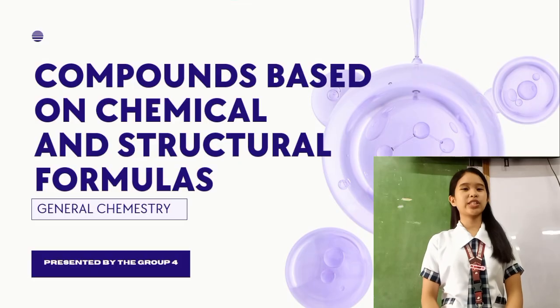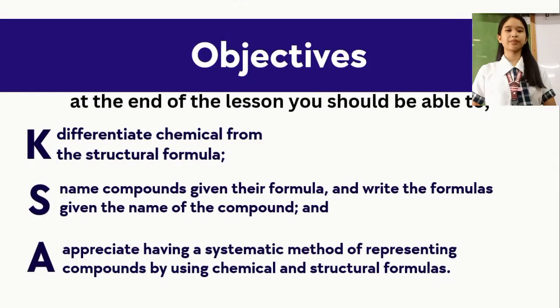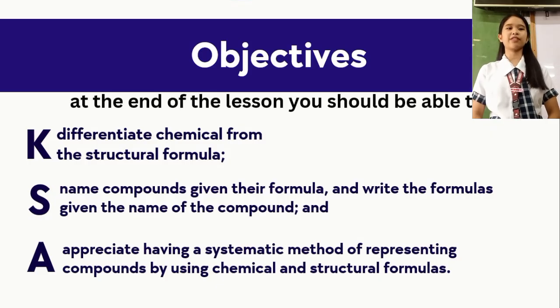We are group 4 and today we will be discussing compounds based on chemical and structural formula. Now, here are our objectives. First, differentiate chemical from the structural formula. Next, name compounds given their formula and write the formulas given the name of the compound. And appreciate having a systematic method of representing compounds by using chemical and structural formulas.